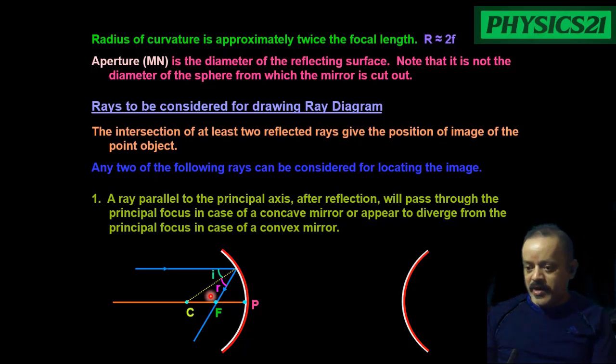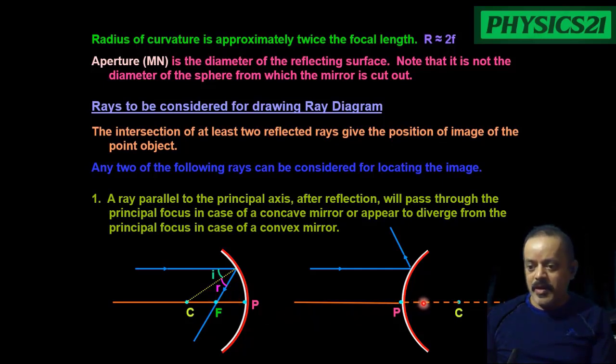Now this diagram is for a convex mirror. In a convex mirror, all the rays incident parallel to the principal axis, after reflection, appear to come from the principal focus.